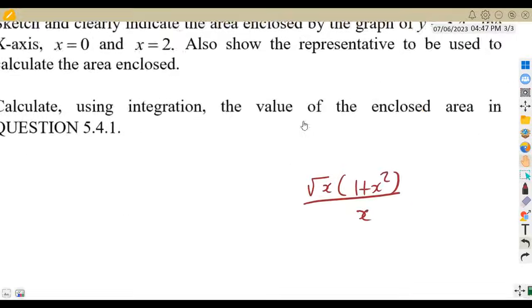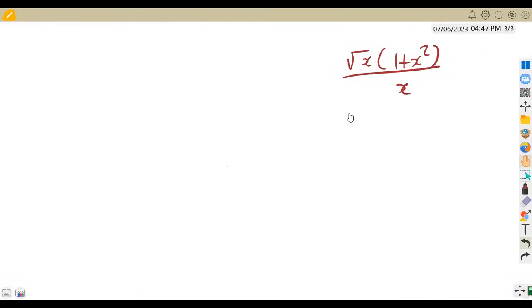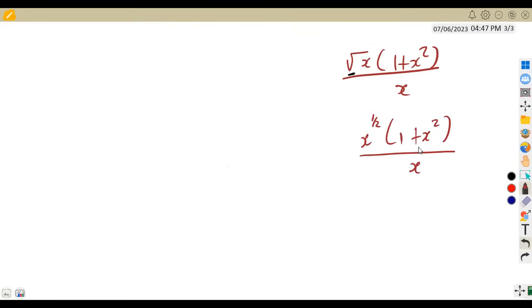We talked about the separation of a fraction, where we can separate a fraction in this case, but here this part can just be divided together. Meaning we can apply our laws of exponents here. We know that square root of x is the same as x to the exponent of a half. So this is going to be x to the exponent of a half into 1 plus x squared, everything over x, which you could now divide by x.